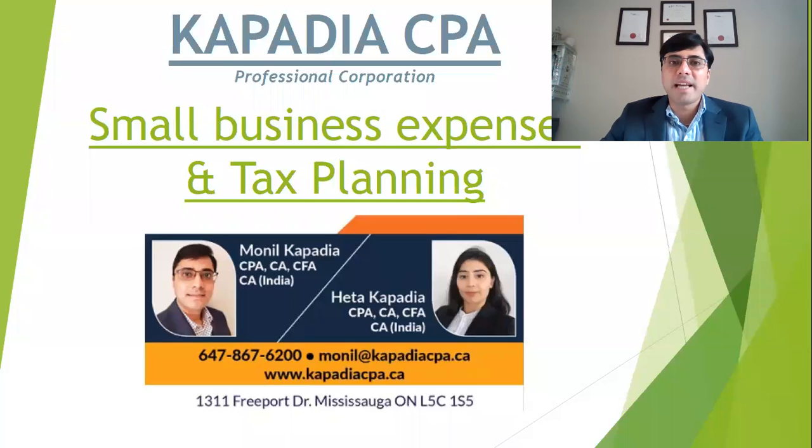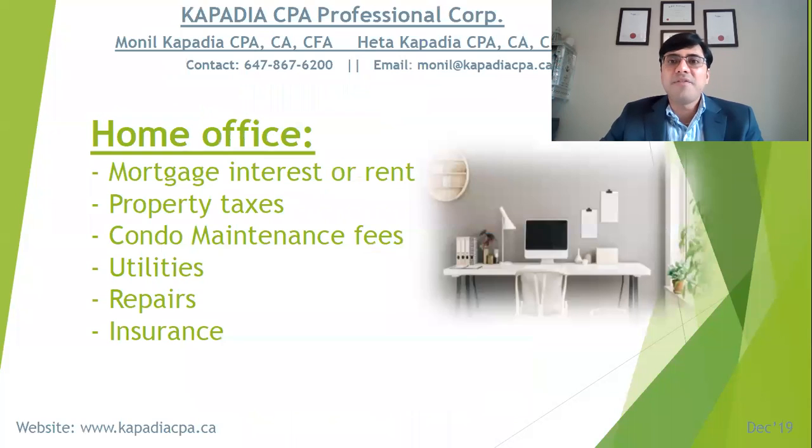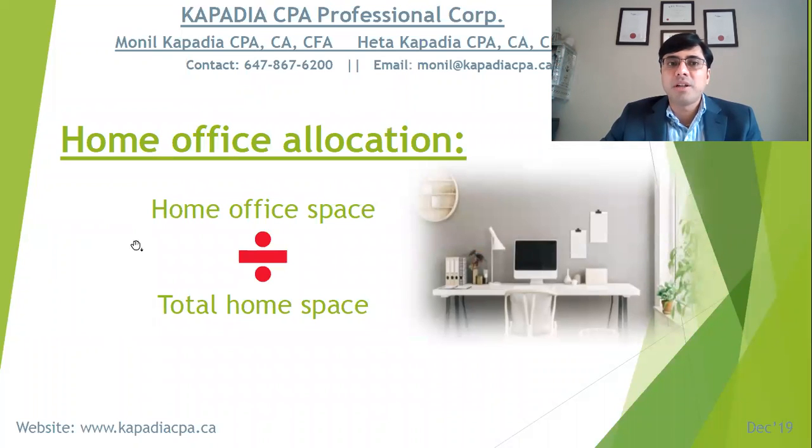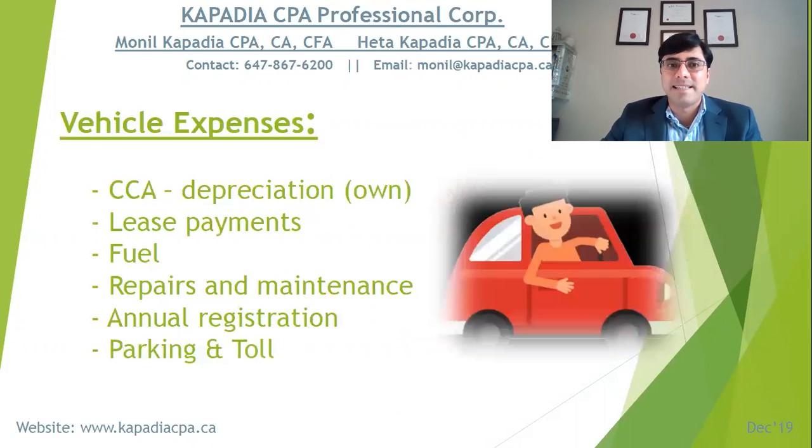Today we are going to talk about what expenses a business can claim and how to save and plan the taxes. The very first and the most common expense is home office, which includes the mortgage interest or rent, property taxes, maintenance fees, any utilities, repairs, or home insurance can be claimed against home office. The way this will work is you can claim a proportion of these expenses against your business income, and to calculate the proportion, you have to divide the home office space that you're using by total home space. This will give you the proportion of these expenses which you can put against your business income.